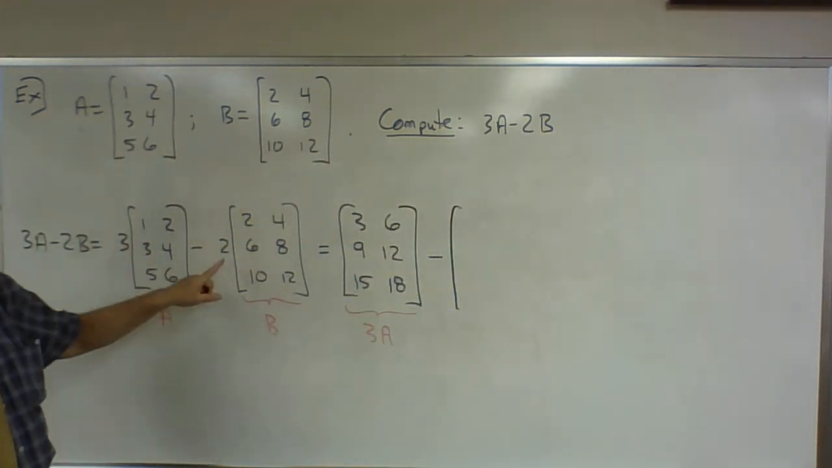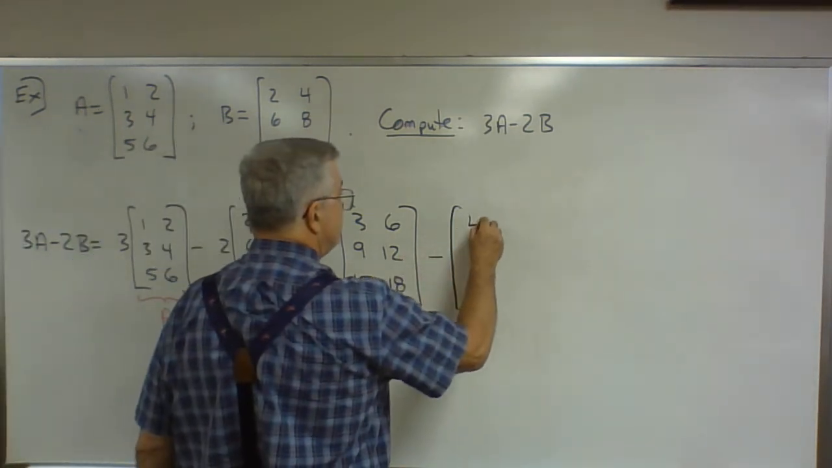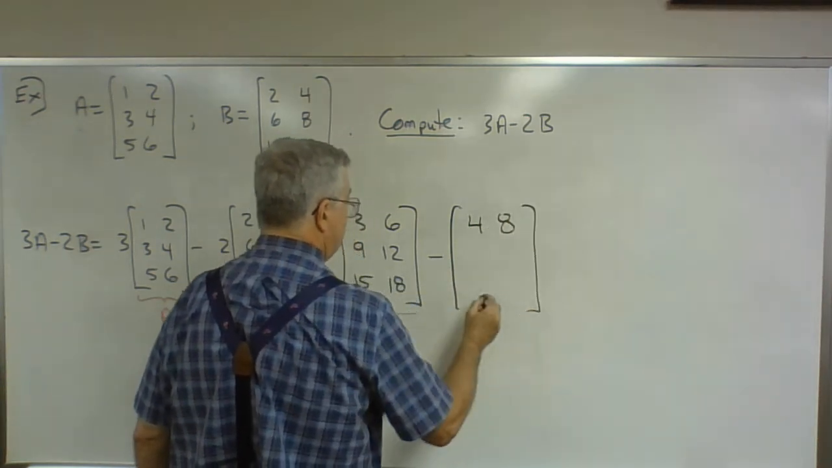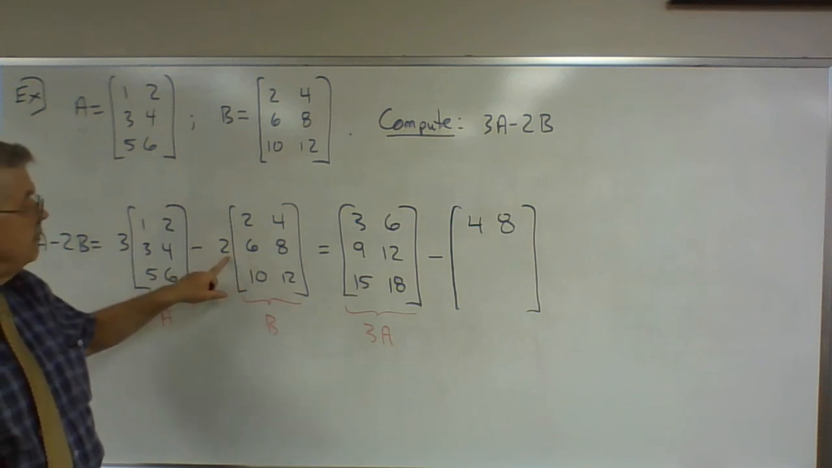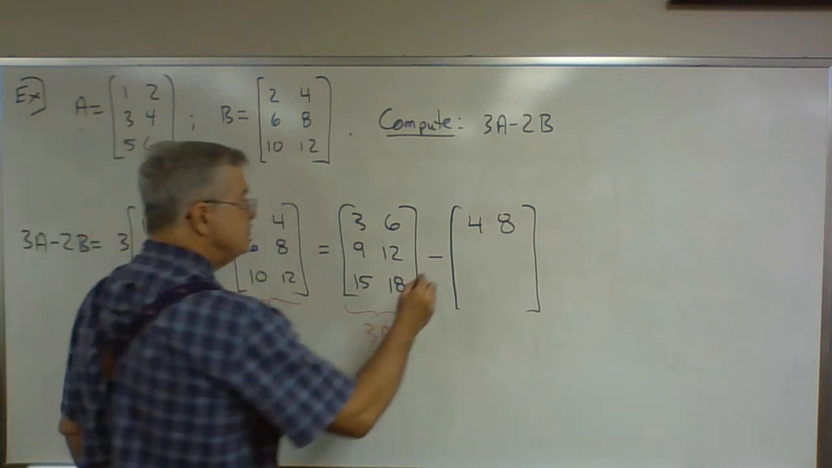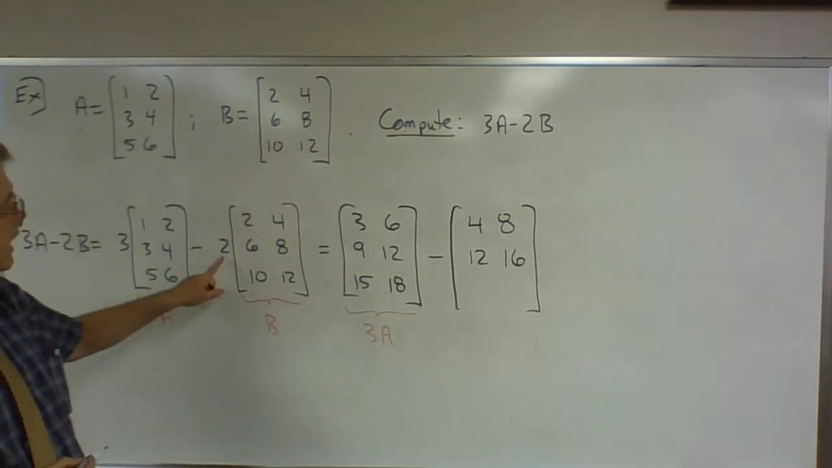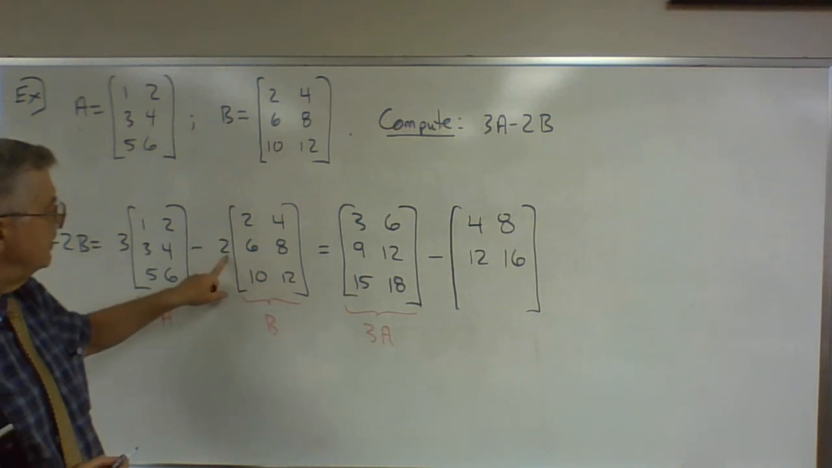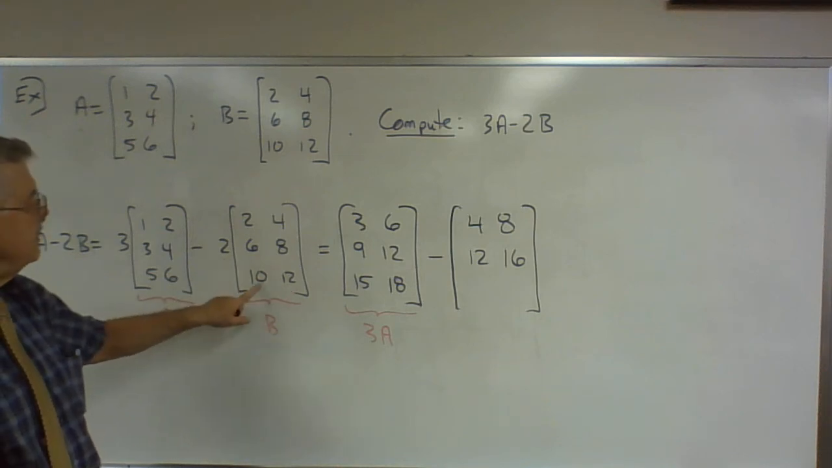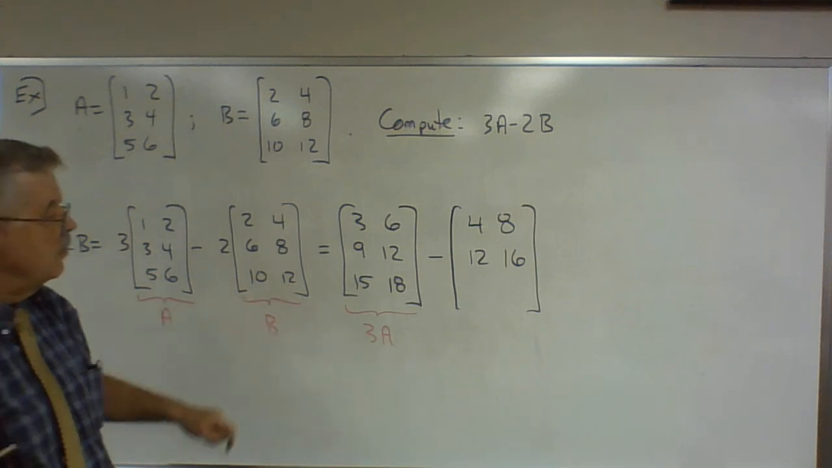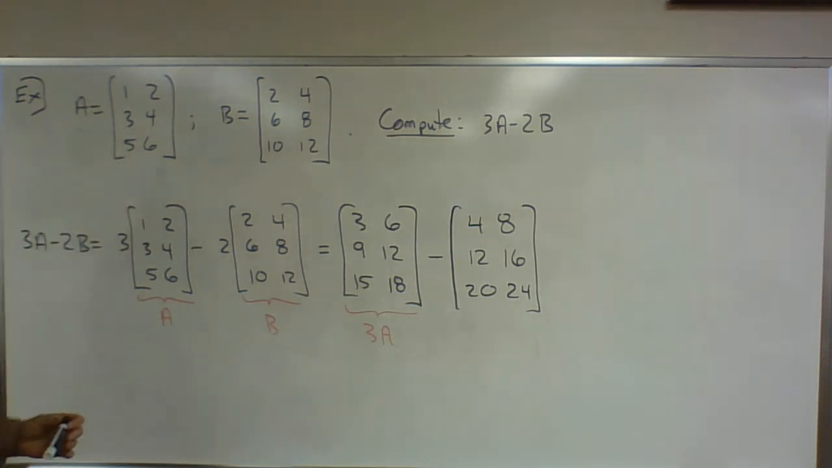2 times the first row, 2 times 2, 2 times 4. That's 4 and 8. 2 times the second row, 2 times 6 is 12. 2 times 8 is 16. And 2 times the elements in the third row. 2 times 10 is 20. 2 times 12 is 24. That's 2B.